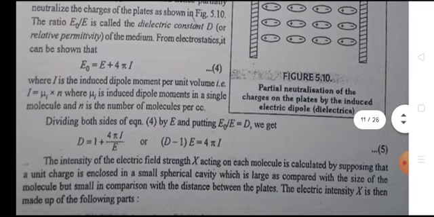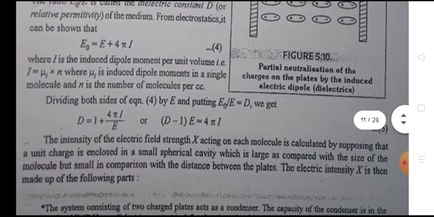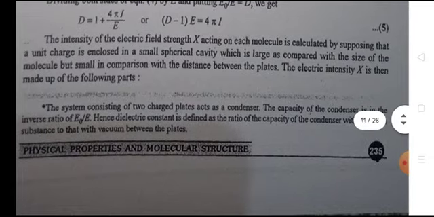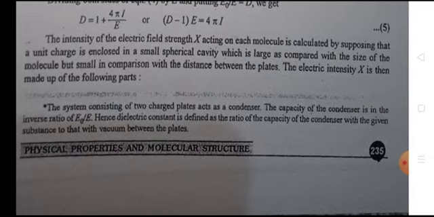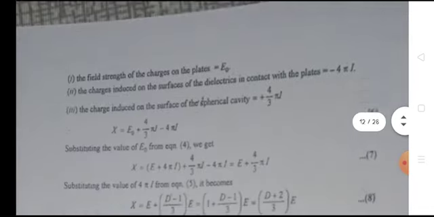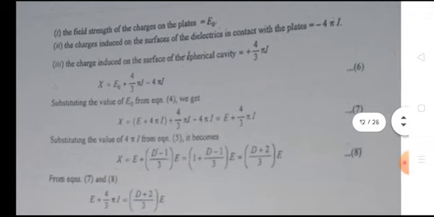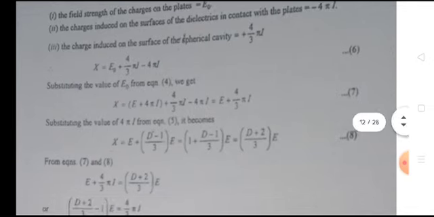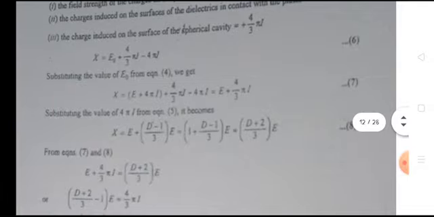The ratio E naught upon E is called the dielectric constant D of the medium, whereas the induced dipole moment per unit volume is the intensity of polarization. The intensity of electric field strength X acting on each molecule is calculated by supposing that a unit charge is enclosed in a small spherical cavity which is large as compared with the size of the molecule but small in comparison with the distance between the plates. The electric intensity X is then made up of the following parts. First, the field strength of the charge on the plates is equal to E naught. Second, the charge induced on the surface of the dielectric in contact with the plates is equal to minus 4 pi I. Third, the charge induced on the surface of the spherical cavity is equal to plus 4 by 3 pi I.